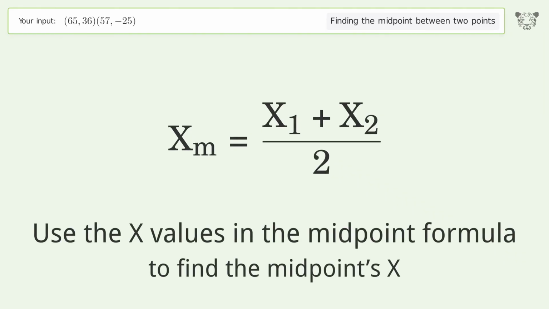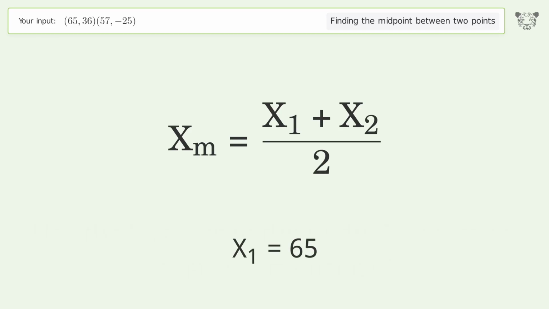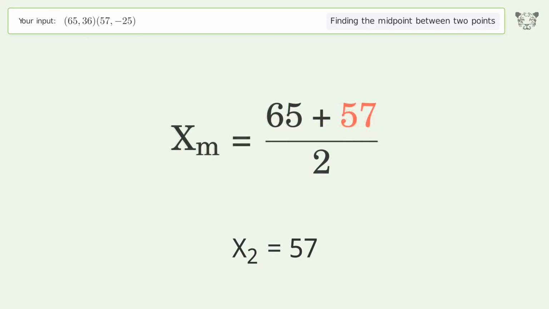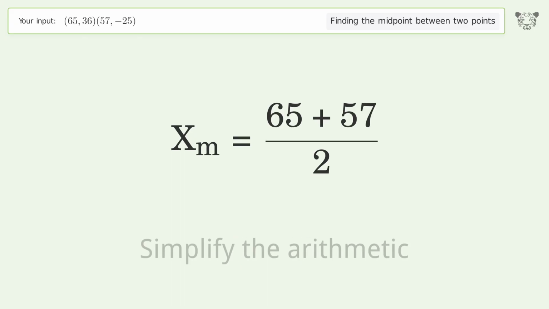Use the x values in the midpoint formula to find the midpoints x. x1 equals 65. x2 equals 57. Simplify the arithmetic.